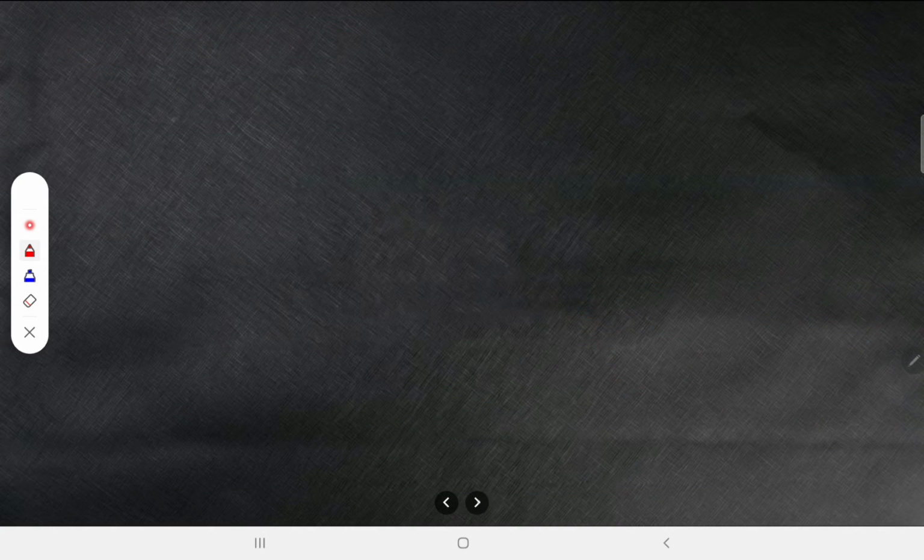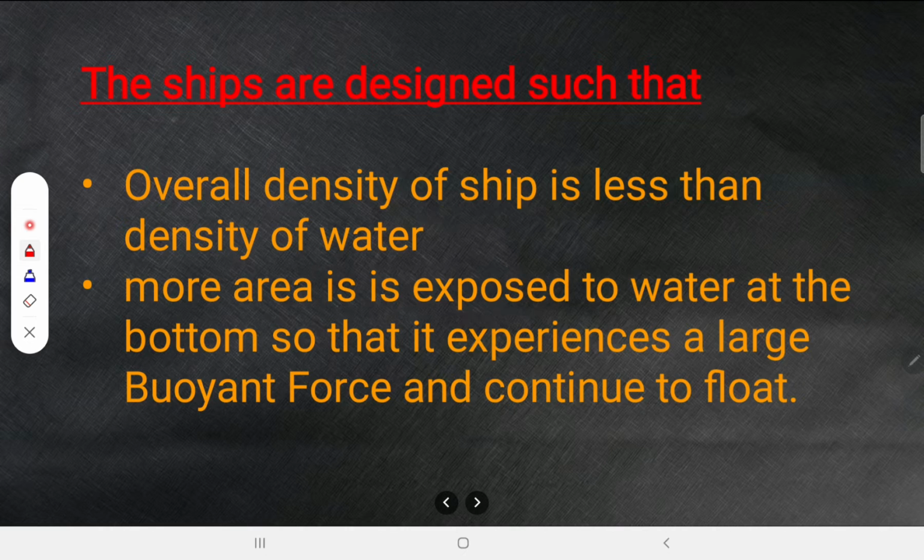All right, fine then. So let us make points of that. The ships are designed such that the overall density of the ship is less than the density of water. That's what I told you. And second thing is more area is exposed to water at the bottom, so that it experiences a large buoyant force and continues to float.